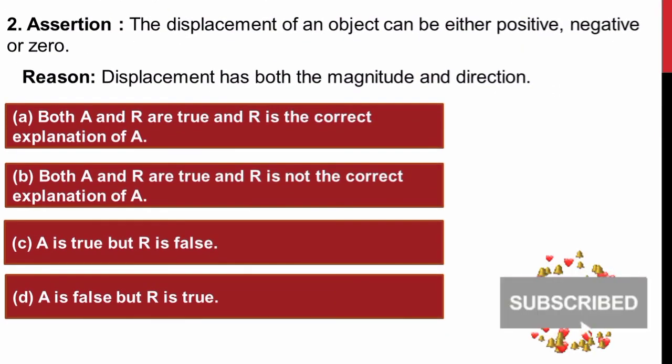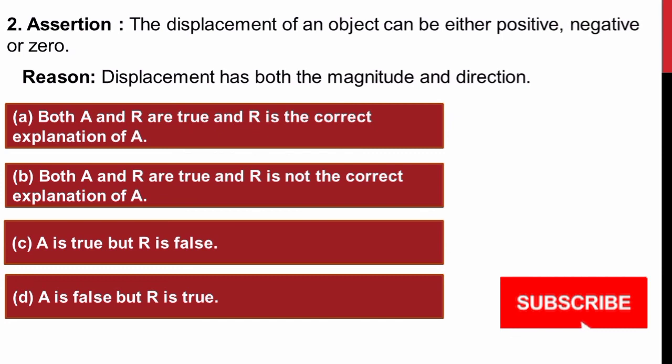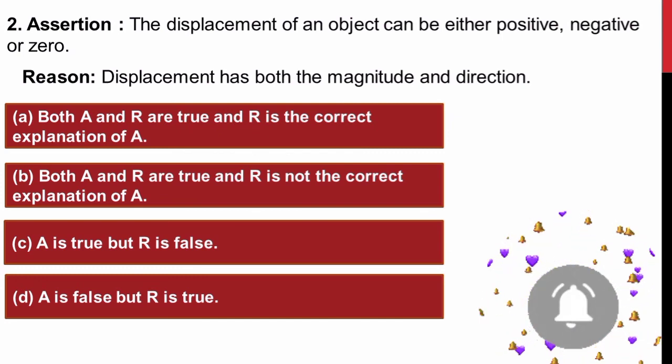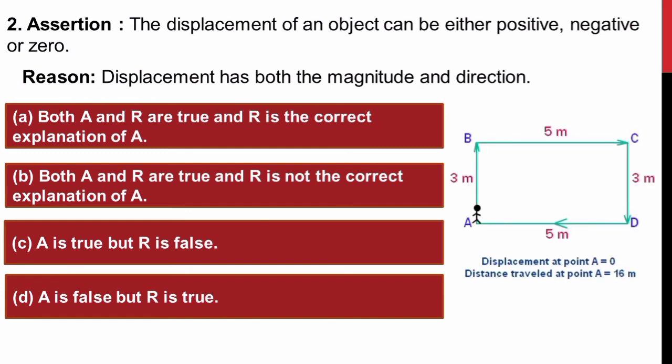Assertion: the displacement of an object is either positive, negative, or zero. Reason: displacement has both magnitude and direction. We know that displacement is the shortest distance between the initial and the final position. Now, displacement can have a positive value.